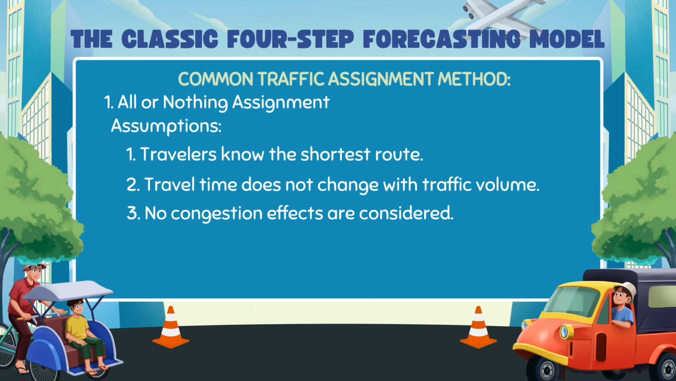Thank you. So for the all or nothing assignment, we have 3 assumptions. The first one is travelers know the shortest route. Second is travel time does not change with traffic volume. And third is no congestion effects are considered.